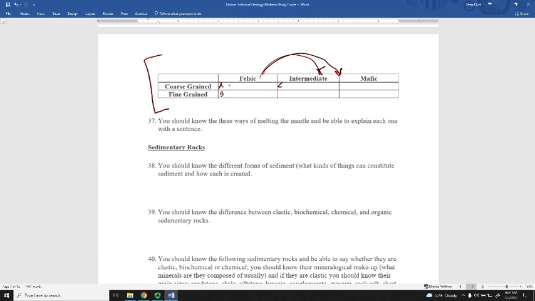So the coarse-grained felsic rock is granite. The coarse-grained intermediate rock is diorite. The coarse-grained mafic rock is gabbro. The fine-grained felsic rock is rhyolite. The fine-grained intermediate rock is andesite. And the fine-grained mafic rock is basalt. Okay.